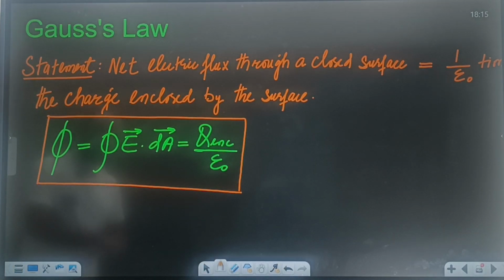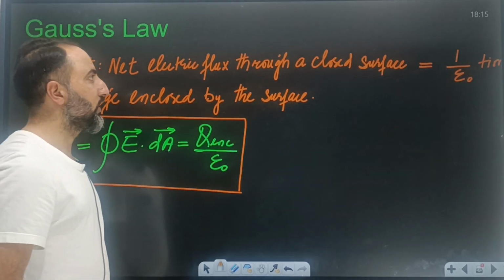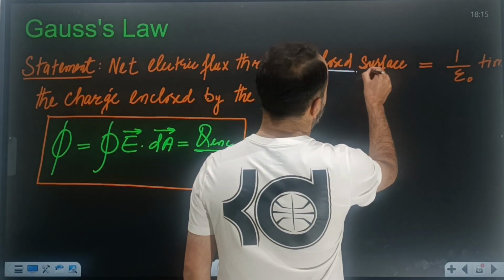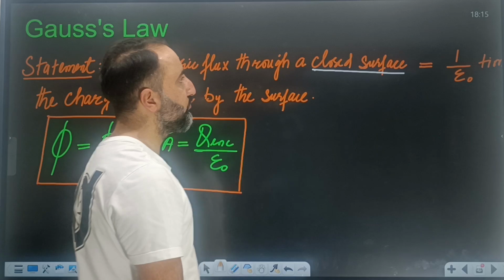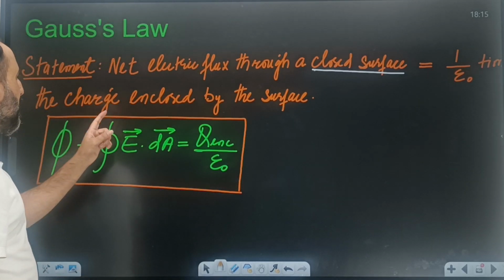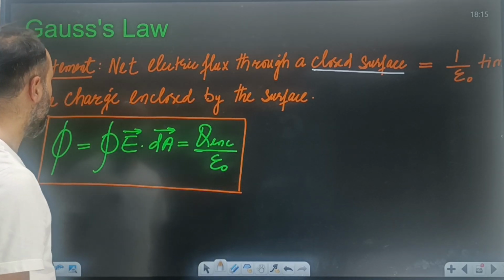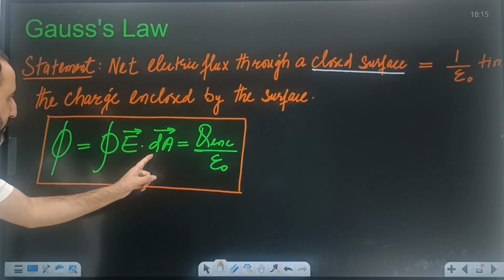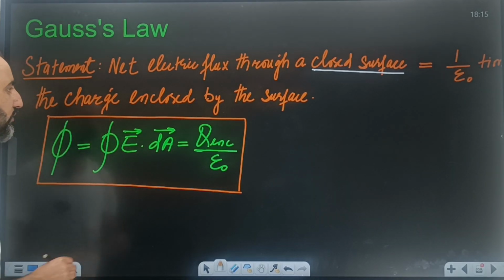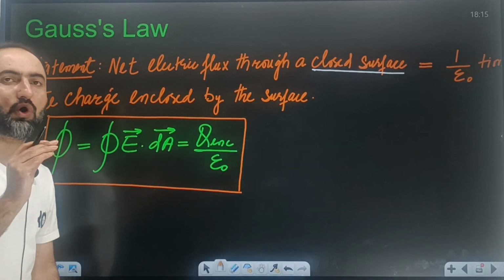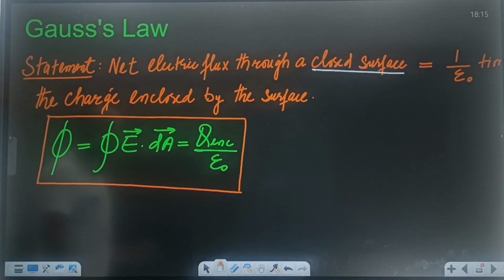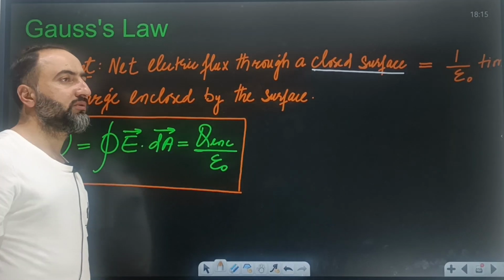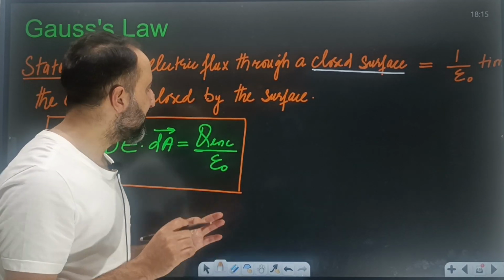The statement is like this: the net electric flux through a closed surface is equal to 1 by epsilon naught times the charge enclosed by the surface. So the flux through a closed surface is given by this equation, integration of E dot dA, where this circle on the integration means a closed surface like a sphere or a cone or a cylinder or a cube, is equal to Q enclosed divided by epsilon naught. Q enclosed means the total charge inside the surface.